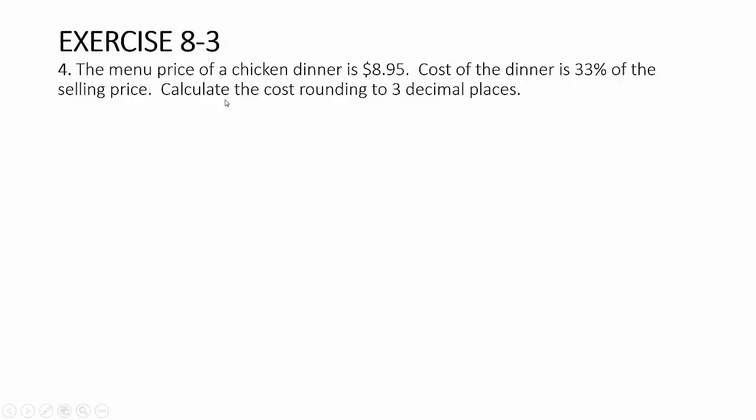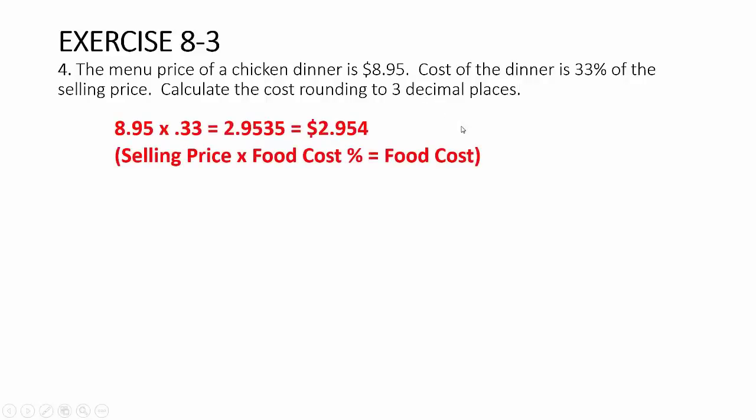Question 4 says that we have a menu price for a chicken dinner, and that's $8.95. It costs us 33% to prepare that. In other words, the food cost is 33% of $8.95. Let's figure out how we get that, and then of course we're going to round to 3 decimal places.